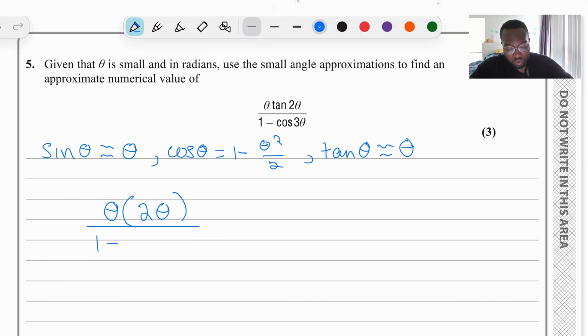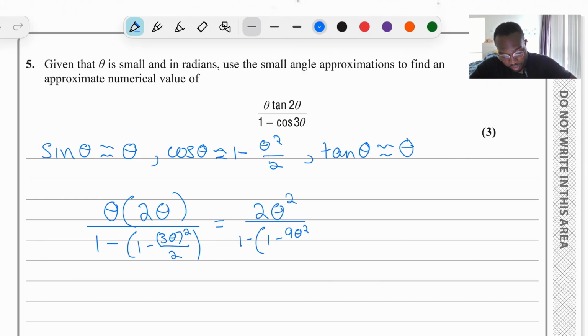And then we have 1 minus, well, if cos theta is approximately 1 minus theta squared over 2, therefore cos 3 theta would be 1 minus 3 theta all squared over 2. Okay? And now we need to just solve this. So theta times 2 theta is just 2 theta squared. And then that will give us 1 minus, in brackets, 9 theta squared over 2.